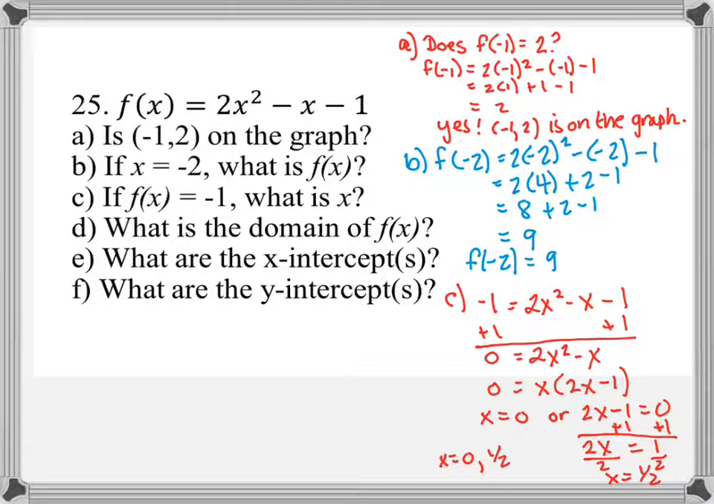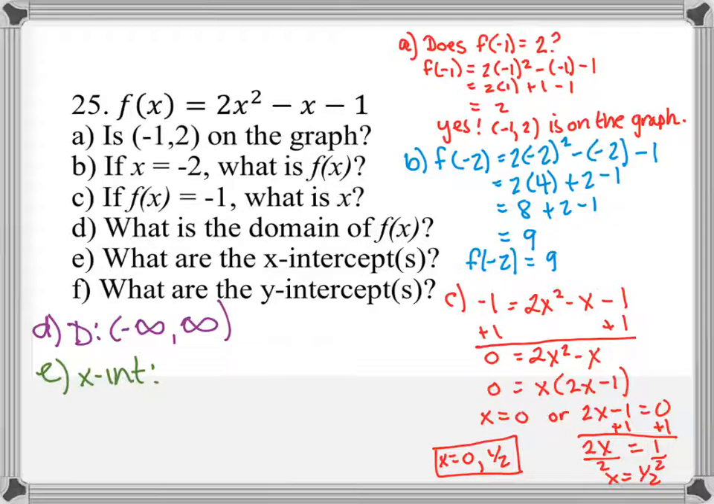D is asking for what the domain of f of x is. And since f of x is a quadratic function, its domain is all real numbers. There is no value of x that we cannot graph. E is asking for the x-intercepts.